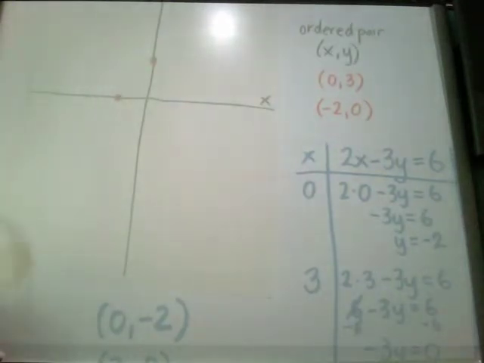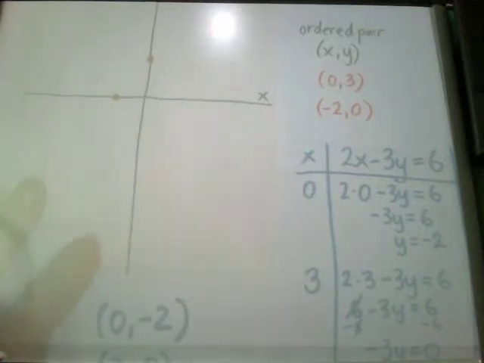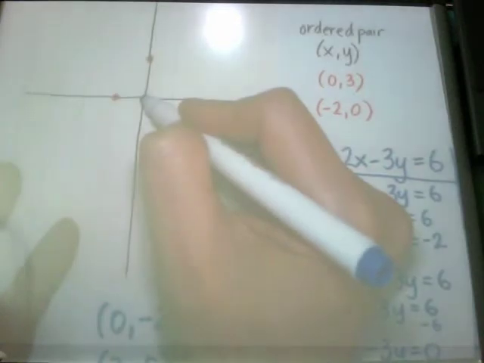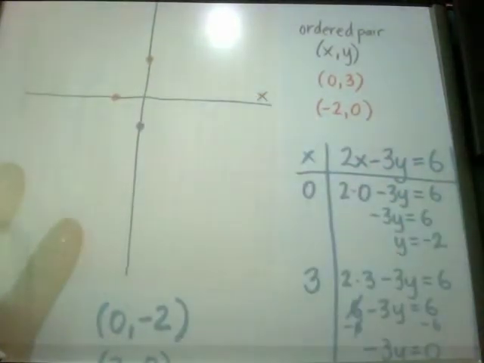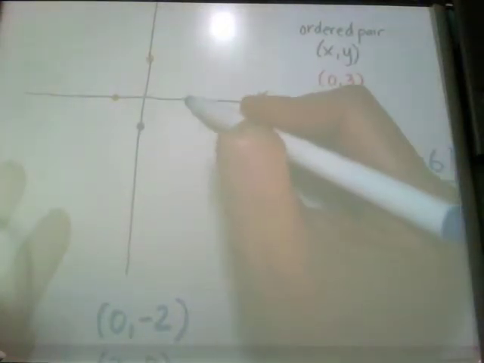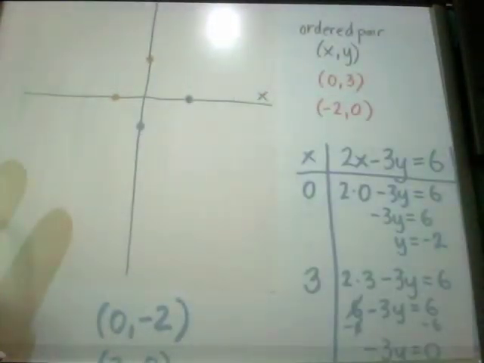So I plot these points carefully. Now I'm doing mine in blue. The orange ones were those first couple points. So 0, negative 2, I go over 0 and down 2. There's my 0, negative 2. Again, be careful with your plotting. 3, 0, I go over 3 on the x, up 0 on the y.